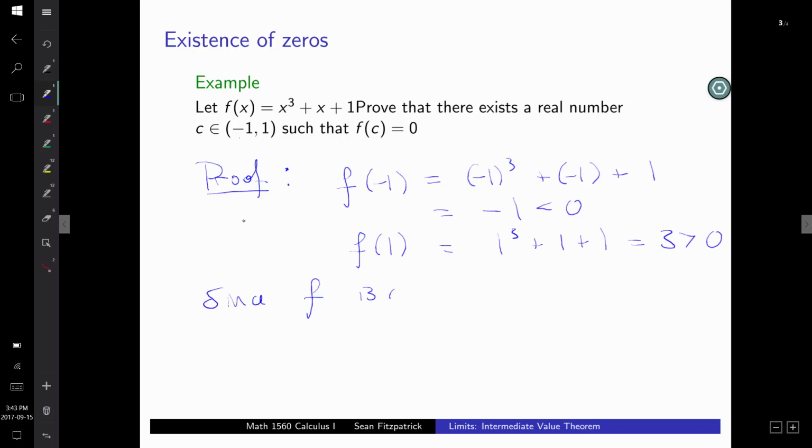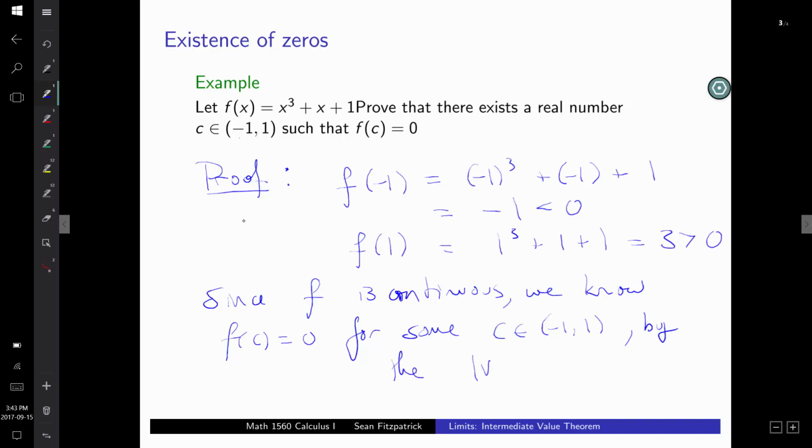So since f is continuous, we know that f of c equals 0 for some c between minus 1 and 1, by the intermediate value theorem. And the reason that this is significant is that this is not a polynomial with rational roots, right? The only possible rational roots for this polynomial are actually minus 1 or 1, and we see that those don't work. Those don't give us a 0, right?